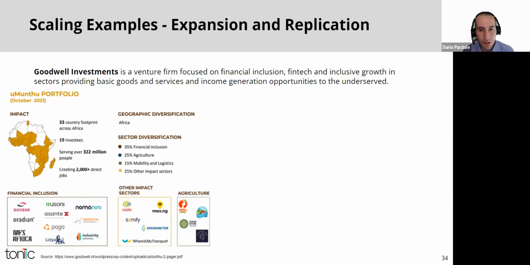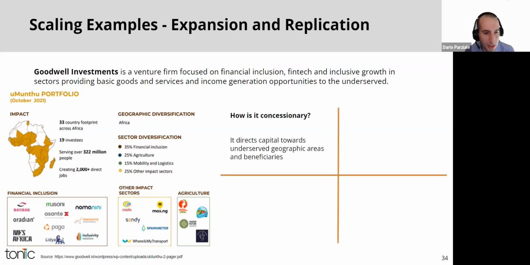An interesting investment made by Minitech members is Goodwell Investment. It is a venture firm focused on financial inclusion, financial technologies, and inclusive growth in sectors providing basic goods and services and income generation opportunities to the underserved. Since 2006, Goodwell has raised 5 funds and is managing over 310 million euros in capital. Goodwell provides early-stage equity to high-growth, high-impact businesses serving underserved communities across Africa primarily, but also India. As you can see in the image below, from one of the recent funds, the Umuthu Fund, Goodwell has been able to scale its investments in 33 countries in Africa, focusing on replicable and scalable solutions in the fields of financial inclusion, agriculture, and other key sectors.